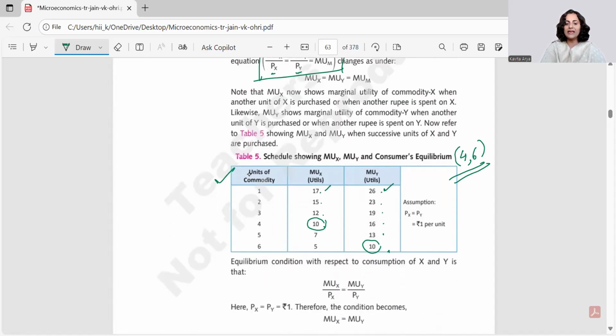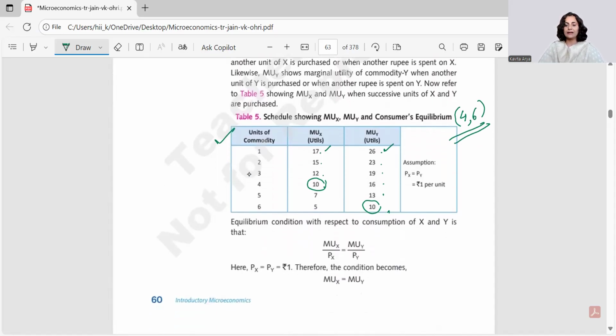So let me explain it again. He here is assumed to have the prices 1 for both of them, right? The answer is 4 units of X and 6 units of Y. Now, let me help you with a layman's expression, okay?